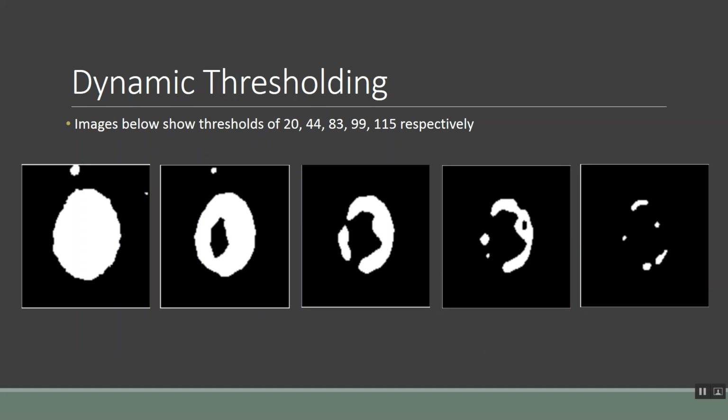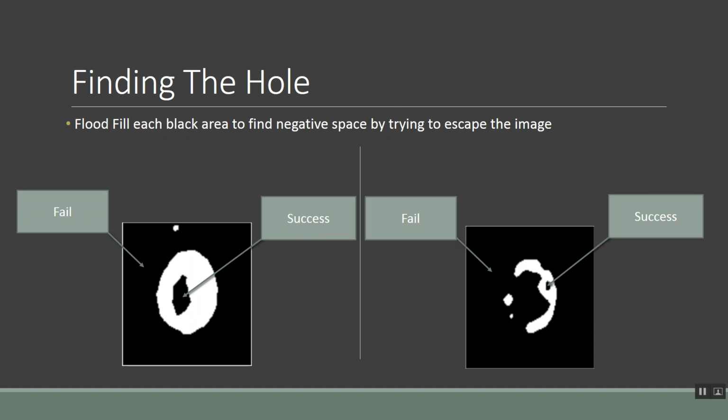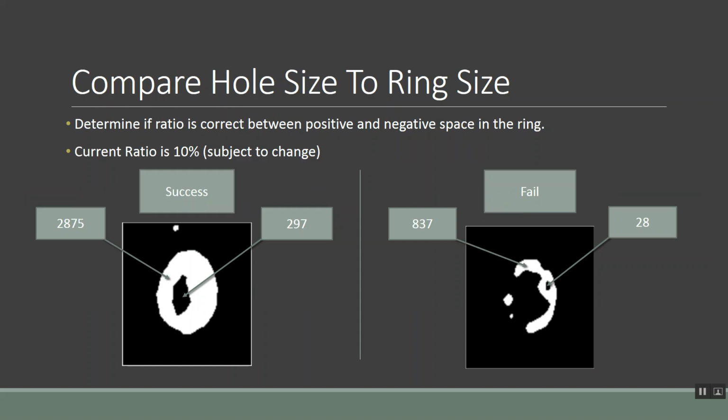It generates a population of images through dynamic thresholding because I don't want the luminosity of the galaxy to hinder any discoveries. I first start off by finding the negative space in the ring by using a custom flood fill algorithm to look for the black areas that can't escape the image through traversal, and then I find the white space around it and I compare the areas, and if the ratio is set to 10%, so if the black area is less than 10% of the positive space in the ring, then it gets ignored.